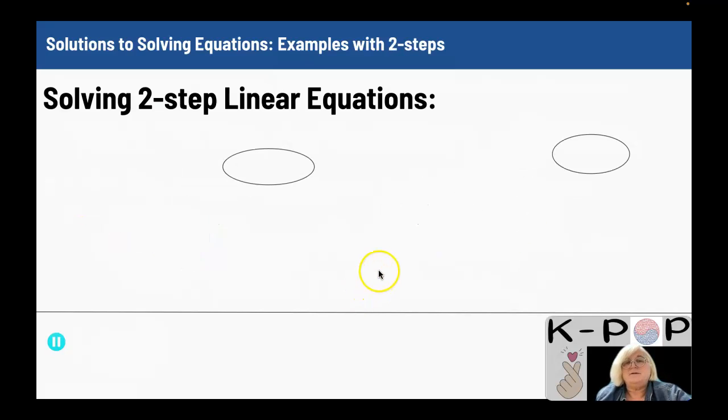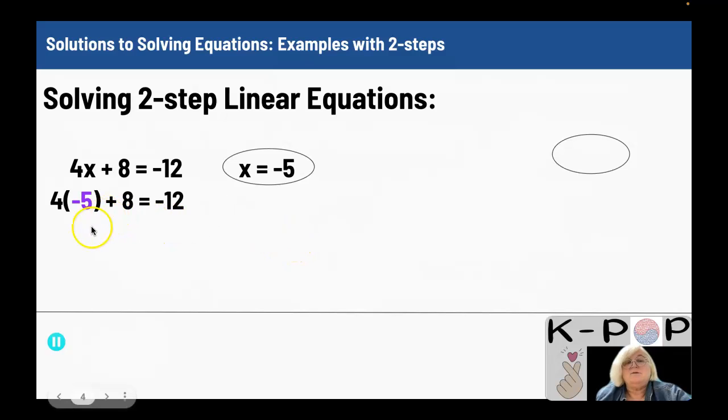Solving two-step linear equations. The first example that I did in solving two-step linear equations is 4x plus 8 equals -12. I plug in a -5 because that's the solution that I got. So it has to work out. 4 times -5 plus 8 equals -12. So -20 plus 8 equals -12. -20 plus 8 is -12. I have -12 equals -12.